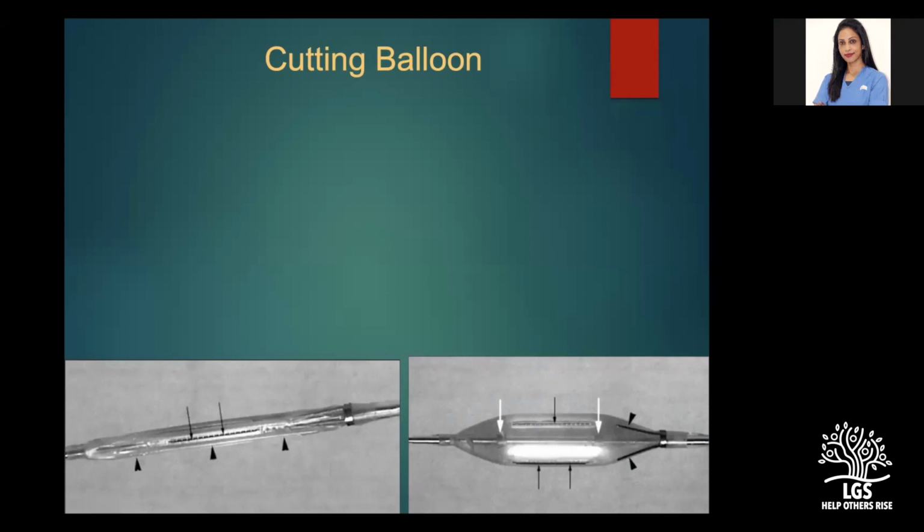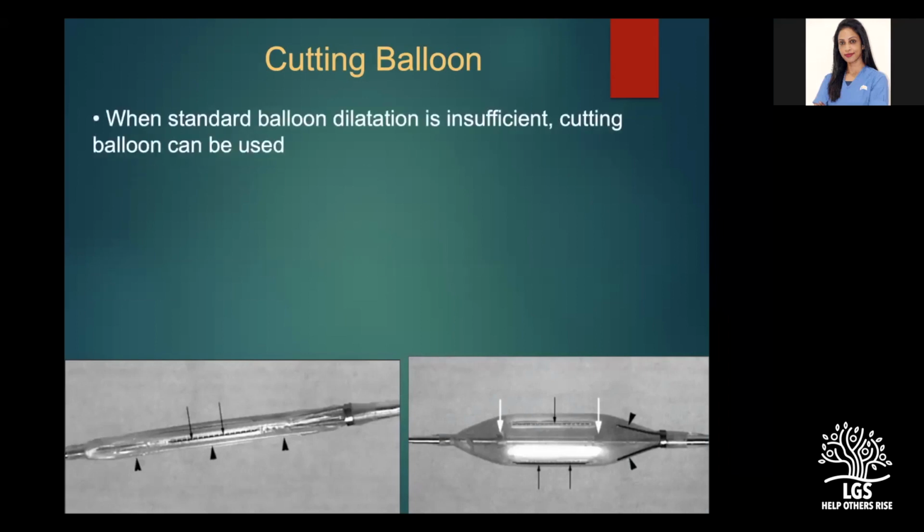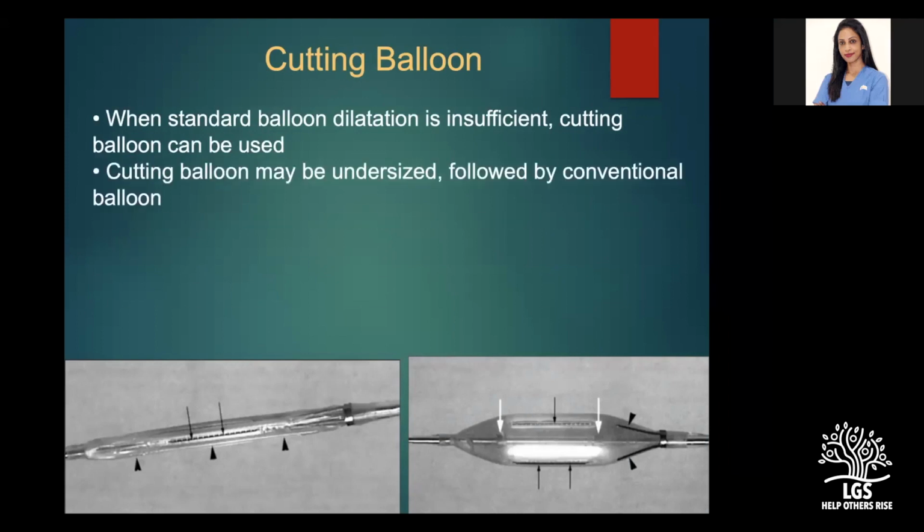So it's fairly simple. Instead of using a normal balloon, we can get inside and use this cutting balloon, and we can actually treat the fibrotic strictures by using cutting balloon cholangioplasty. When standard balloon dilatation is insufficient, cutting balloons can be used, and it may be undersized, followed by a conventional balloon.